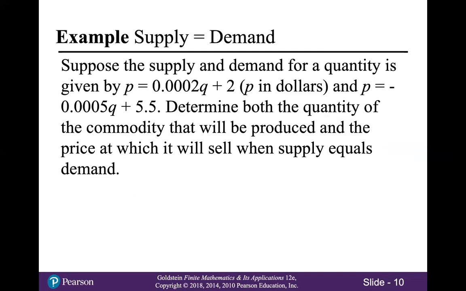For example, suppose the supply and demand for a quantity, the supply is given by P equals 2 10,000ths Q plus 2, where P is in dollars, and P equals negative 5 10,000ths Q plus 5 5/10. Determine both the quantity of the commodity that will be produced and the price at which it will sell when supply equals demand. All right, so let's go over to the tablet.